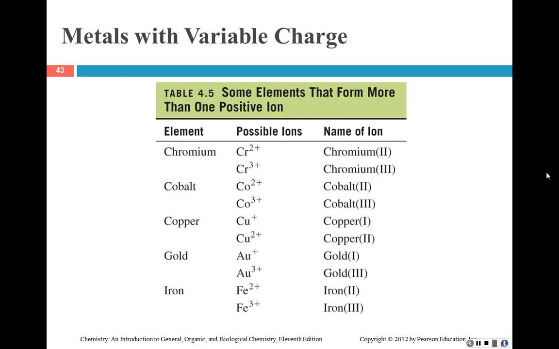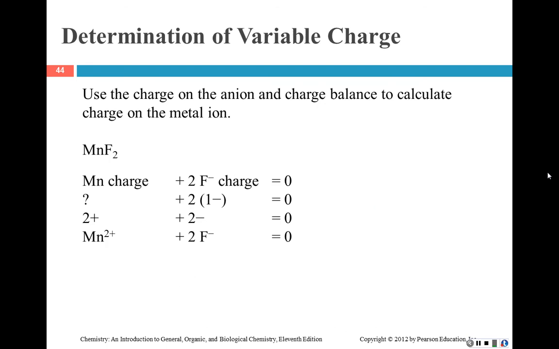So some of these, as I said, are going to have more than one: gold, iron, cobalt. Don't worry about this. It's really not that difficult, because the anions don't change. The non-metal parts of these don't change, so you can always go by them to figure out what the positive charge is. What am I talking about?